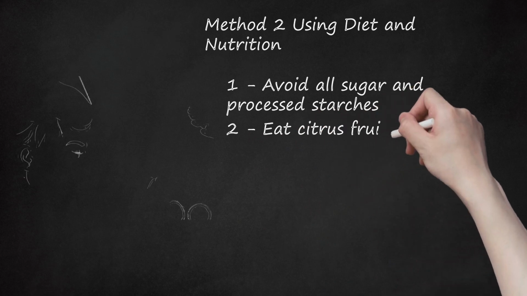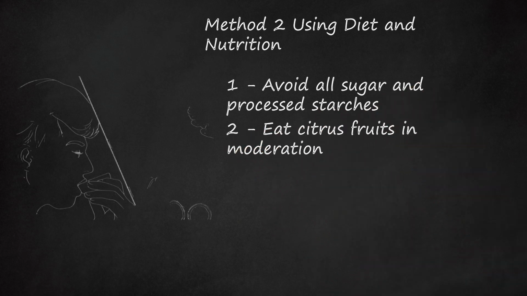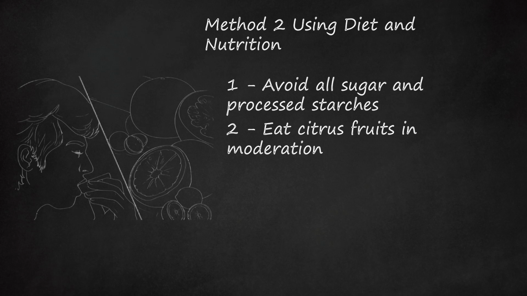2. Eat citrus fruits in moderation. Citrus fruits have a high acid content, which leads to tooth decay. Because of this factor, you should moderate the amount of citrus fruits you eat, especially lemons, which have an extremely high acid content. If you do eat them, rinse your mouth out with water to help decrease the amount of acid that is left to sit on your teeth.